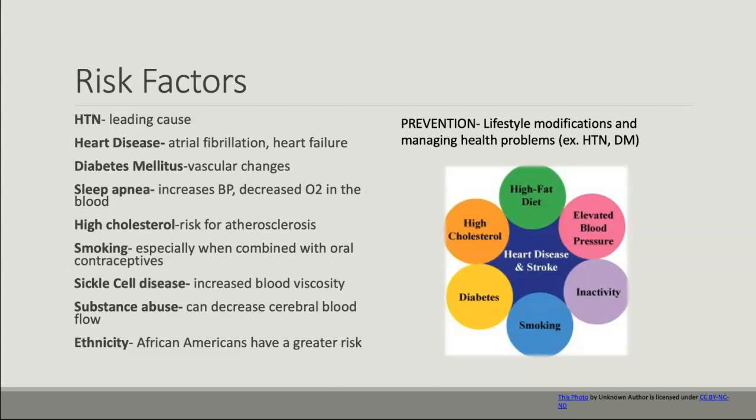Smoking, especially when combined with contraceptives, is an increased risk. Sickle cell disease, because of the sickled shapes of those red blood cells, increases the viscosity of the blood. Substance abuse, so we talked about this briefly with MI. If a person is using something like cocaine, they can vasospasm, which will cut off perfusion for a short period of time. And then ethnicity, African Americans have greater risk, and this is associated with sickle cell disease and hypertension. So you want to look at each individual patient and target their risk factors.